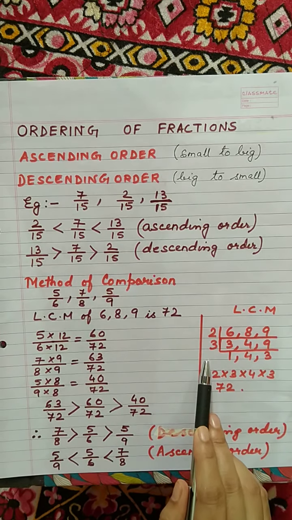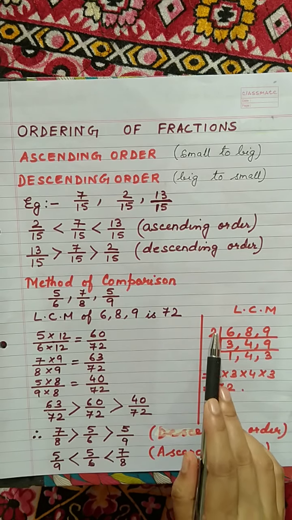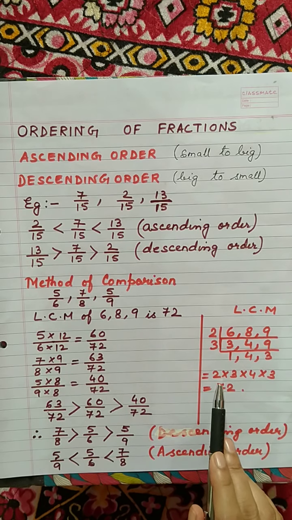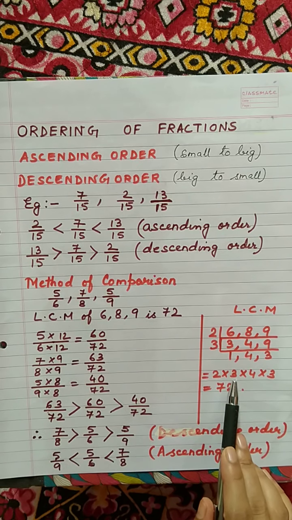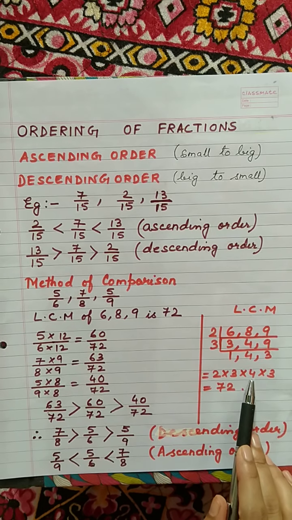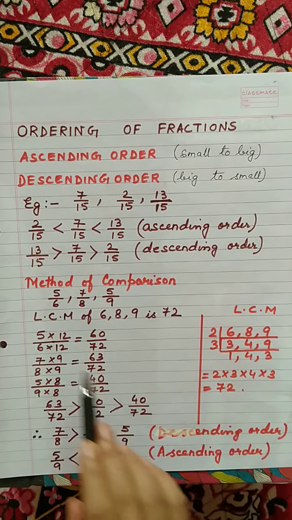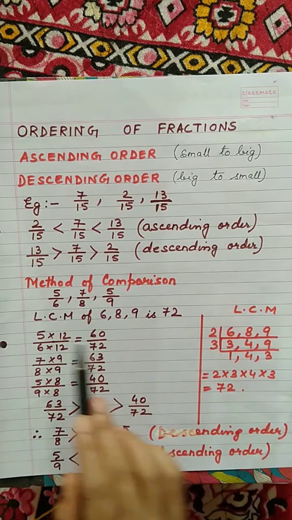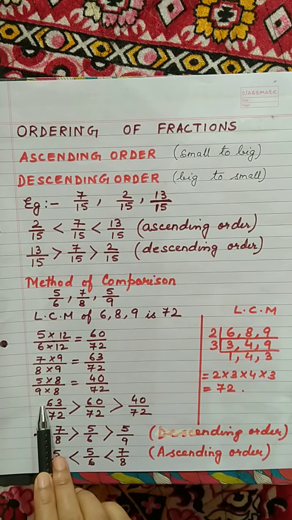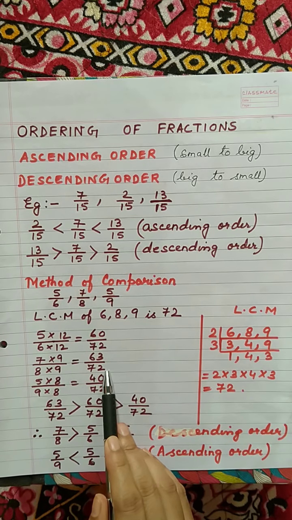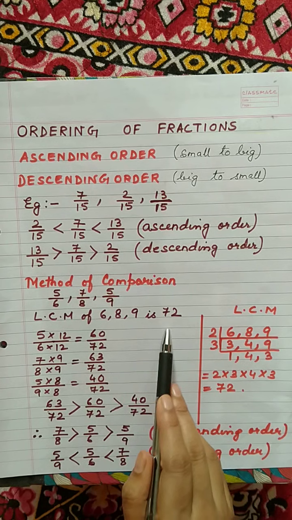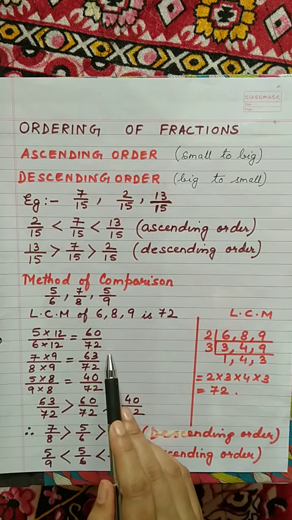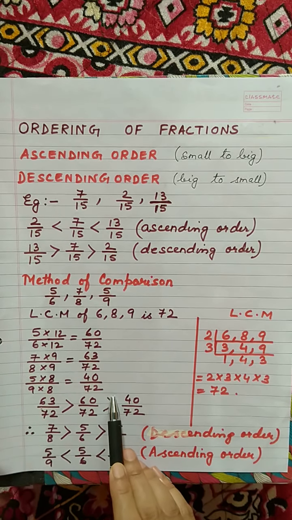And then we multiply all the numbers outside the bracket. 2 threes are 6, 6 fours are 24, 24 threes are 72. So this is how the LCM of 6, 8 and 9 is 72. Now we take each fraction separately and make the denominators same, that is 72. The LCM becomes the common denominator now.